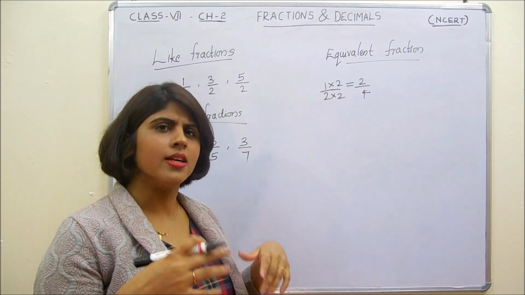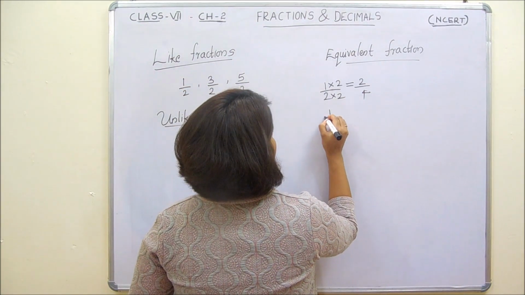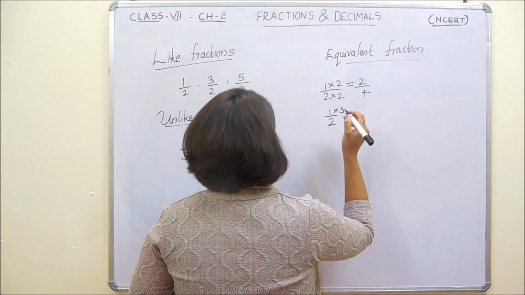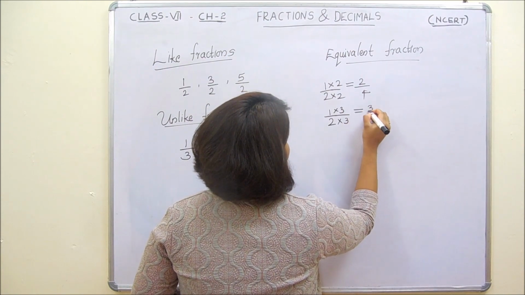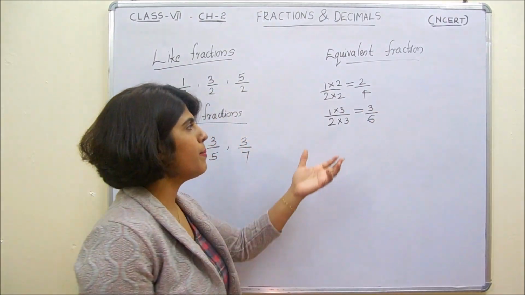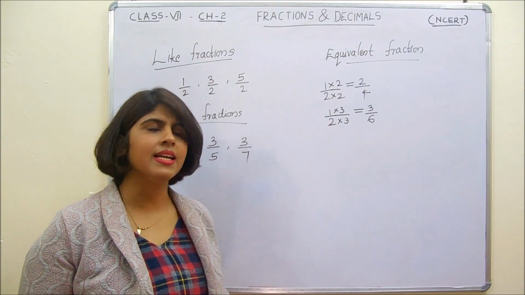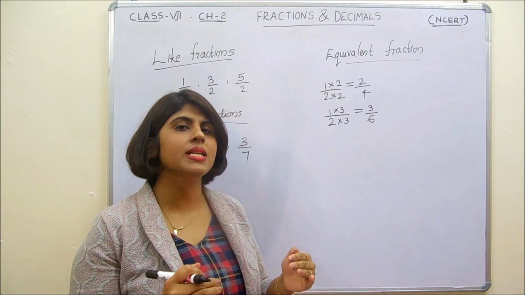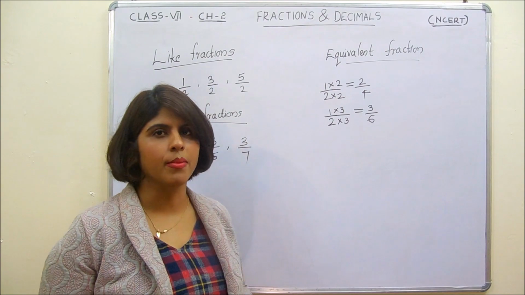And so can you find any other equivalent fraction for 1 by 2? Yes. If we are multiplying both the numerator and denominator by the same number, any other number you can take, I am taking 3, then what will you get? 3 by 6. Again, 3 by 6 is an equivalent fraction for 1 by 2. Right? So in this way, when we are multiplying both the numerator and denominator by the same number, you will get an equivalent fraction for the given number.